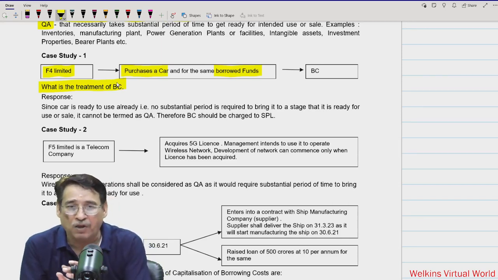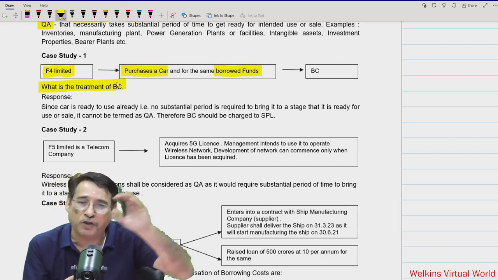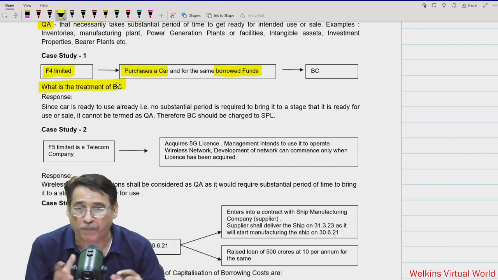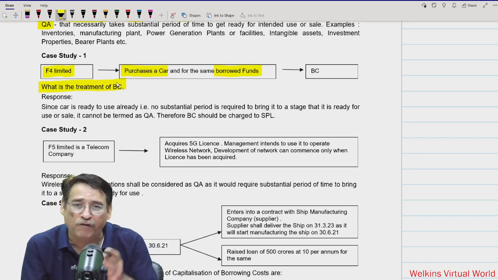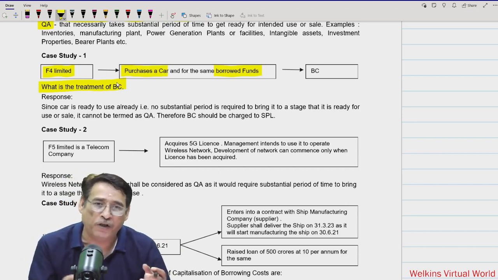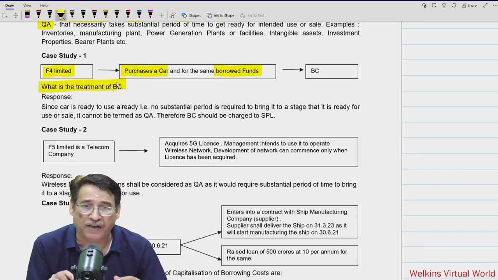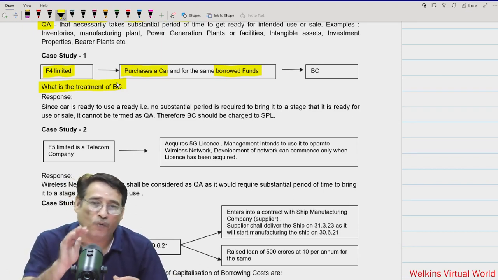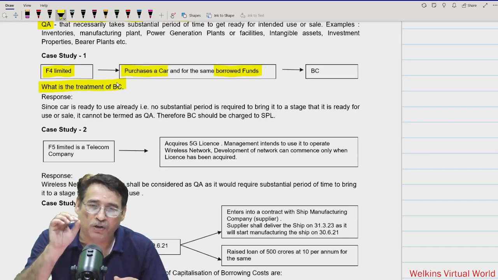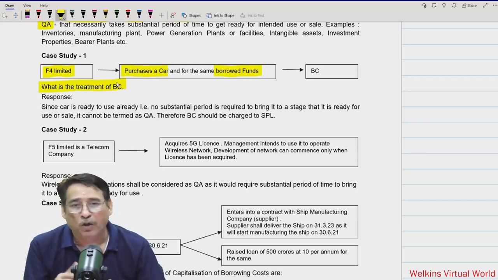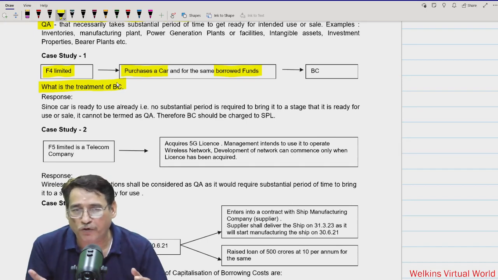A car is not a qualifying asset, because a qualifying asset is one which takes a substantial period of time before it becomes ready for use. But here, when we purchase the car, the car is already ready to use. Are you getting my point or not? So in this case, no substantial period is required. The point you need to note is that this time the car is not a qualifying asset. So whatever interest we pay on the funds we have borrowed, those borrowing costs will have to be charged to the statement of profit or loss account.